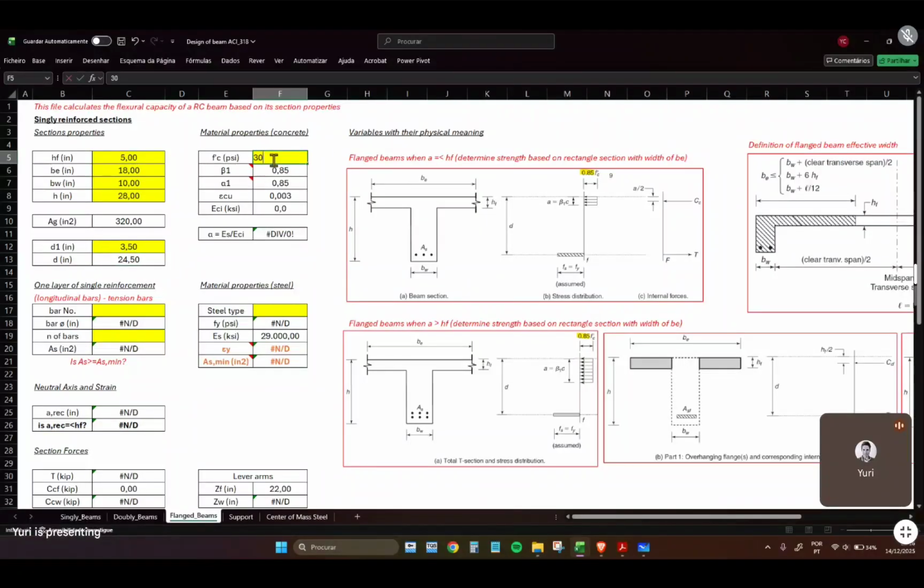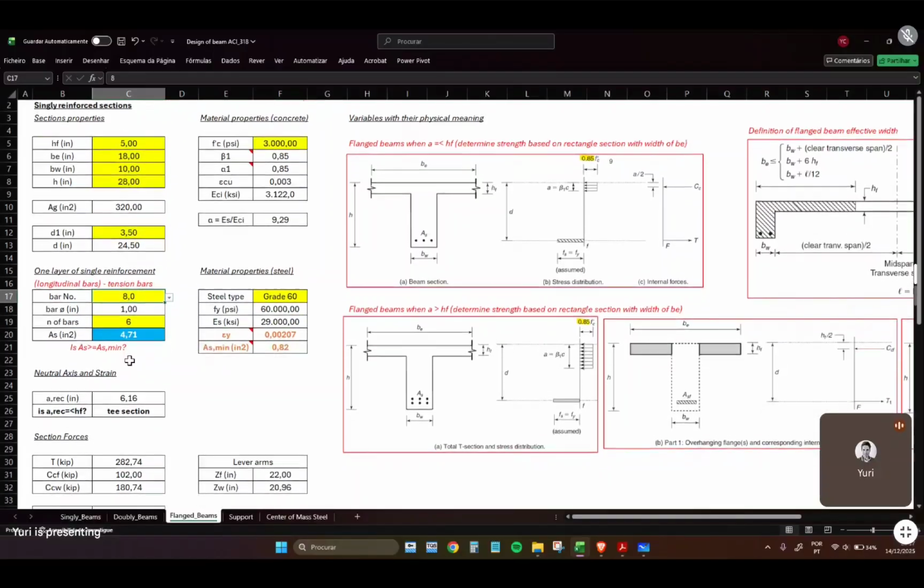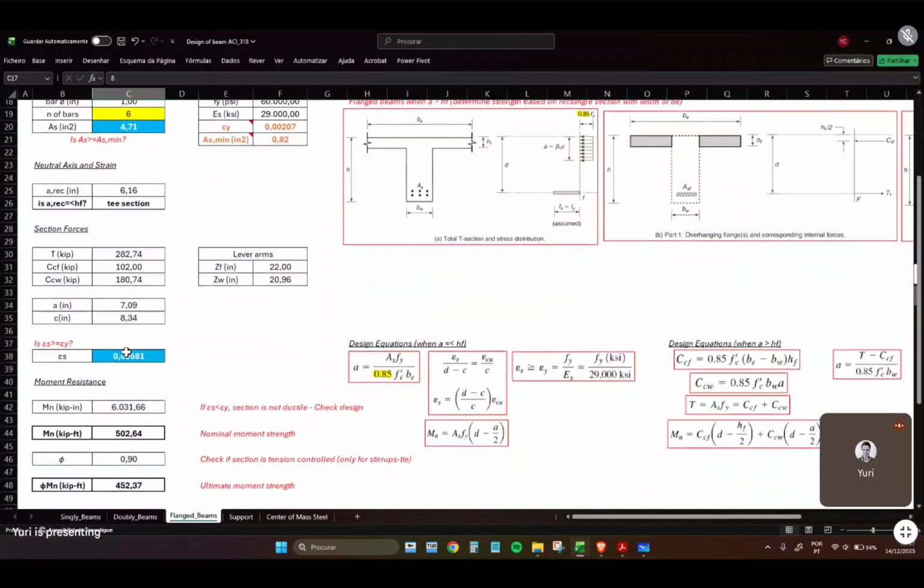Here the exercise said it's 3000 psi concrete, and the type of steel is 60 ksi steel. On the layers, we have number 8 bars and number 6 bars. Okay, so the cross-section area of reinforcing is 4.71, just like the exercise. And here, this is what the exercise does.